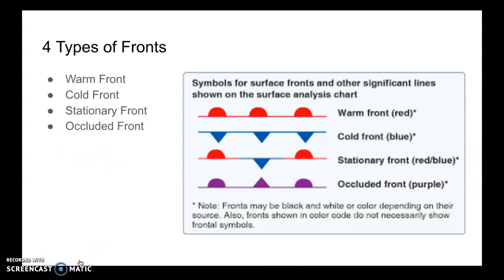Next, we have the four types of fronts. So we have a warm front, a cold front, a stationary front, and an occluded front. So a warm front is when hot air pushes against the cold air, and that's when a warm front is formed. Weather for a warm front can be light rain or humid temperatures. Then we have a cold front.